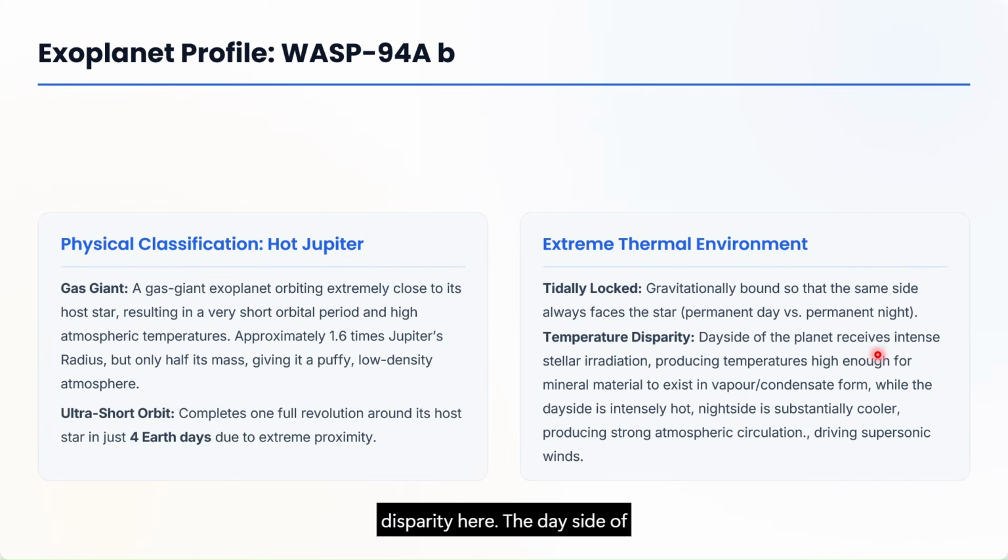The day side of the planet receives intense stellar irradiation, producing temperatures high enough for minerals to exist in vapor or condensate form. While the day side is intensely hot, the night side is substantially cooler, producing strong atmospheric circulation driving supersonic winds. Whenever there is a strong temperature gradient, a strong temperature difference, there will be strong atmospheric circulation. In simple words, the atmosphere is constantly trying to redistribute the energy from the hotter region towards the cooler region.